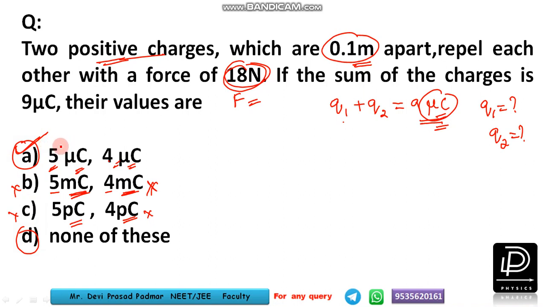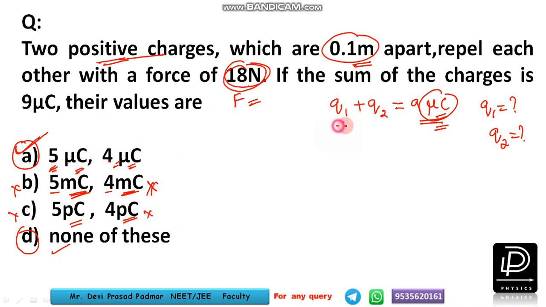Now, as I said, we must cross-check that answer. If the force between these two charges is not equal to 18 Newton, then you have to select option D. Therefore, let us check whether the force between these two charges is 18 Newton or not.